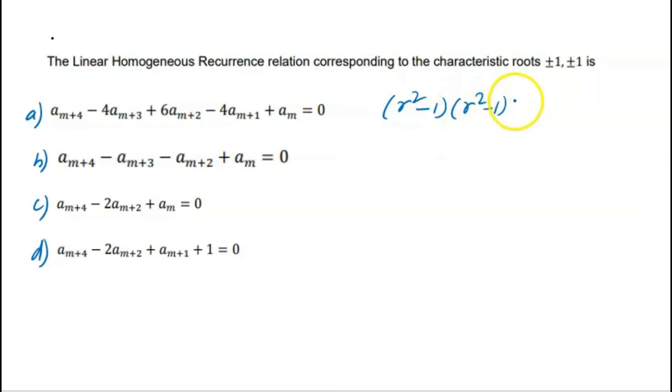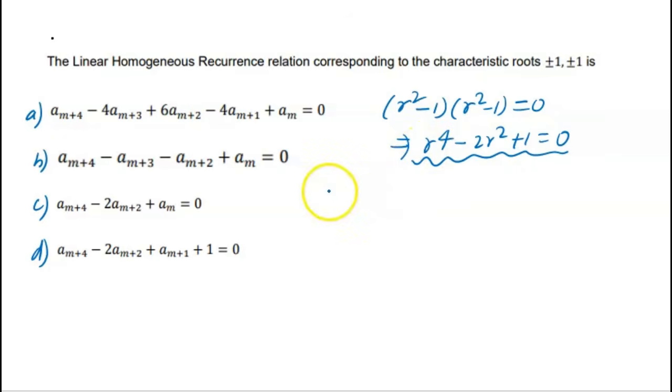So there will be two factors, r square minus 1. This will be our characteristic equation. So basically it will be r to the power 4 minus 2r square plus 1 is equal to 0. So corresponding to this characteristic equation, what will be the recurrence relation?